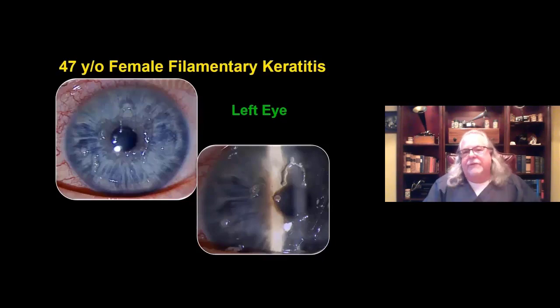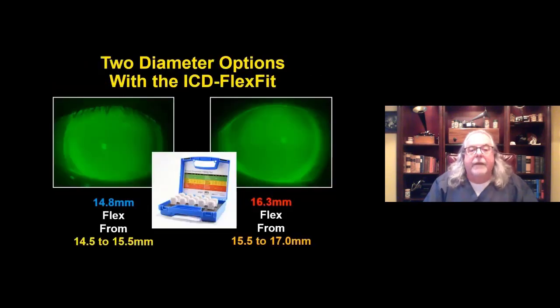So, how do we start? How do we begin the fitting of a modern ICD FlexFit lens? Well, let's take, for example, this particular patient. No doubt about the diagnosis here. We have a patient with filamentary keratitis who is experiencing a lot of discomfort with their ocular surface disease. Now, what we're going to do is go to our FlexFit diagnostic set. This diagnostic set comes in 2 diameters, 14.8 and 16.3.